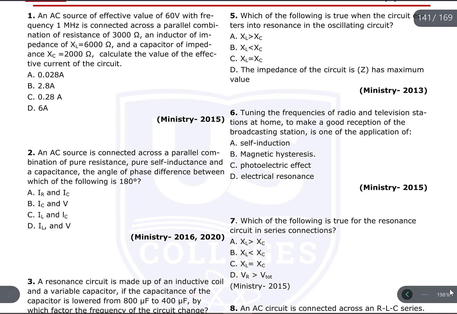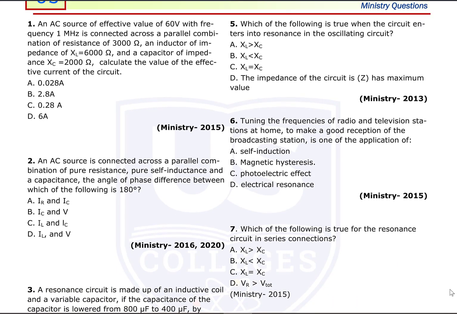An AC source of effective value, so this is the effective potential difference of the generator source, with a frequency of 1 megahertz is connected across a parallel combination of resistance 3000 ohm, this is R, an inductor of impedance 6000 and capacitor of impedance 2000 ohm. Calculate the value of the effective current of the circuit.